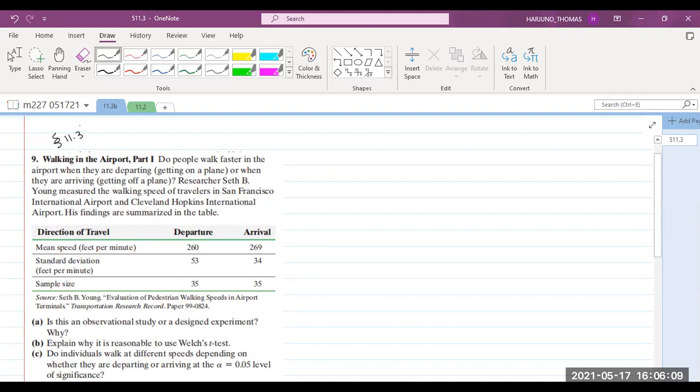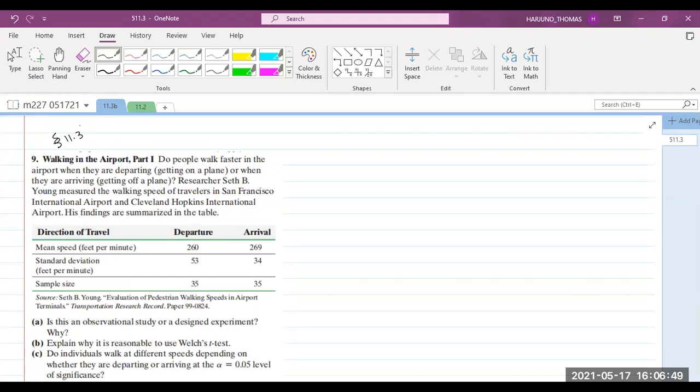Now, researcher Seth B. Young, I think he's a statistician also, I say that because I think there's somebody with that name writing a stats textbook. Well, anyway, he measured the walking speed of travelers in San Francisco International Airport and Cleveland Hopkins International Airport. His findings are summarized in the table here: the mean speed and standard deviation for departure, arrival, and sample size.